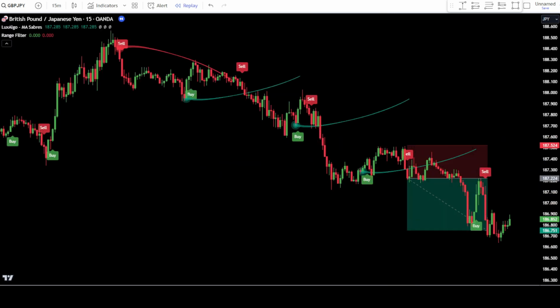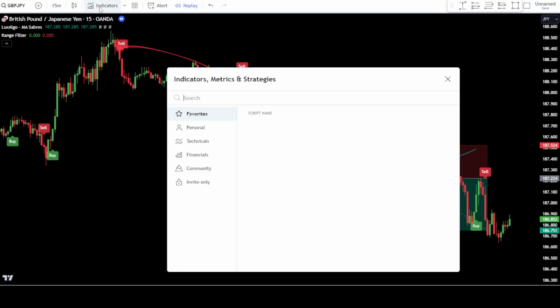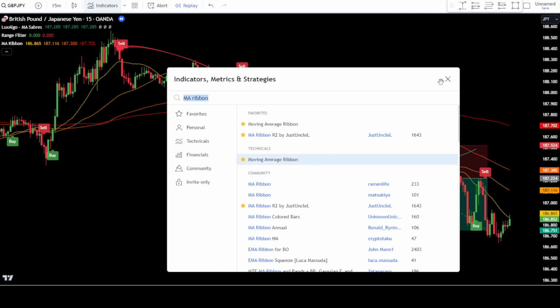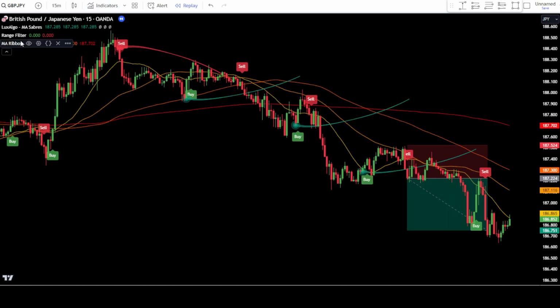However, for optimal results, you can utilize the second method. In this second method, we will add a moving average indicator to serve as a trend guide in the market. Navigate to the Indicator Search tab and type MA ribbon or Moving Average ribbon. Select Moving Average ribbon from TradingView, then enter the settings for the Moving Average ribbon indicator.